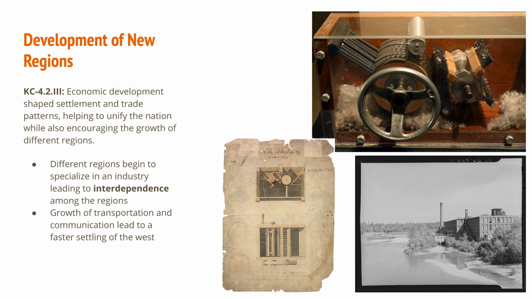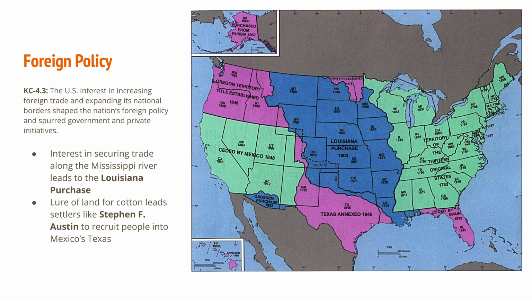The growth of transportation and communication lead to a faster settling of the West. So the railroads, the telegraphs, it allows people to stay connected and allows them to live further away from each other.